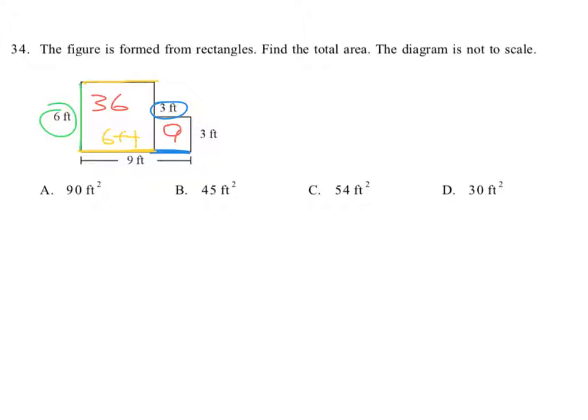Now, this has an area of 36. This has an area of 9. 36 plus 9 is 45. So our answer is 45 feet squared.